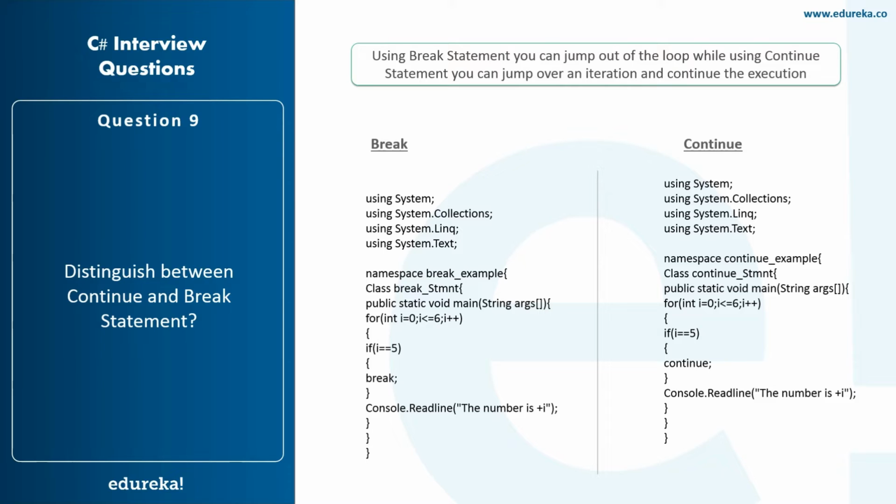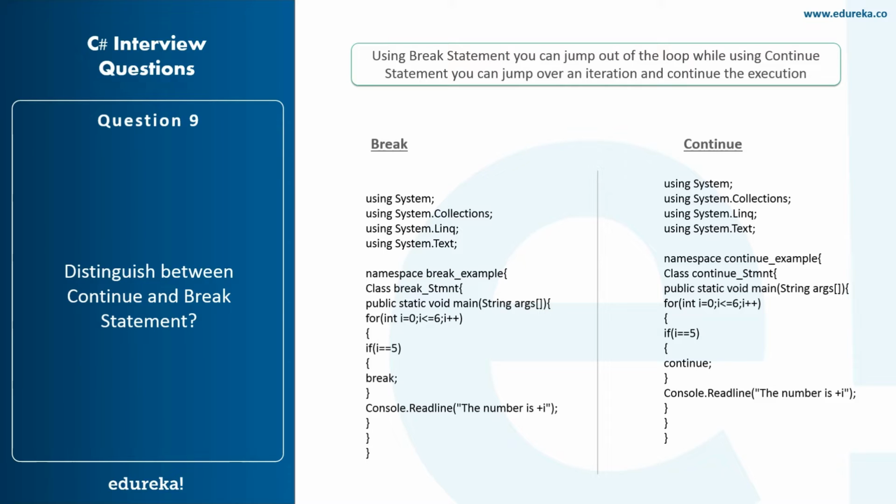So if i is equal to 5, then I'm making use of a continue statement over here, which is going to skip this iteration and continue executing. That is, the number is plus i will be executed, that is under console.readline.